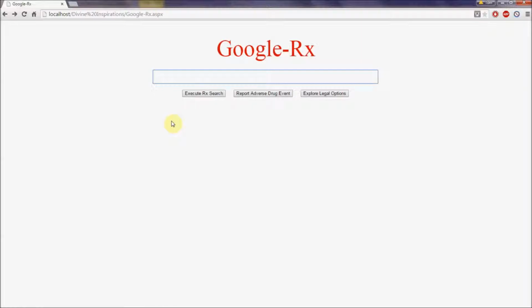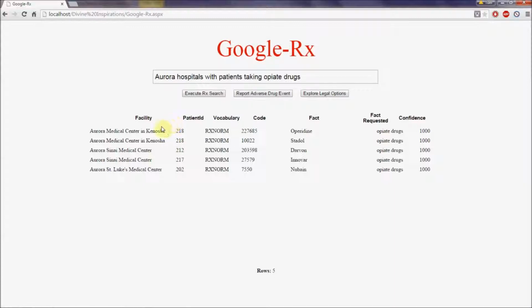This part of the demonstration uses fabricated patient data representing electronic healthcare record information hypothetically extracted from Aurora Healthcare, a network of 17 hospitals in Wisconsin and northern Illinois. Finding Aurora hospital patients taking opiate drugs can be accomplished by typing the following: Aurora hospitals with patients taking opiate drugs. And what we observe here are a number of Aurora hospitals having various patients taking various kinds of drugs that are classified as opiate drugs.